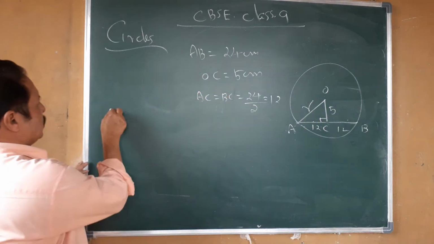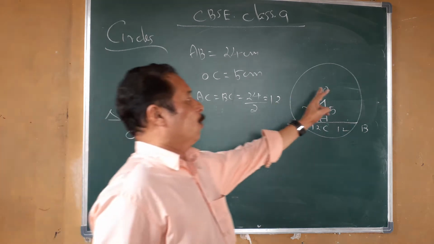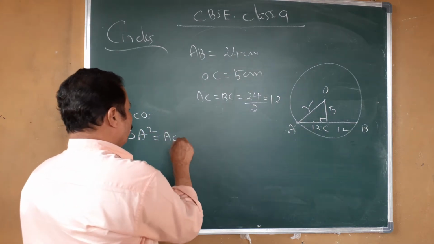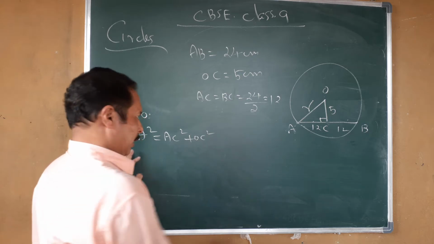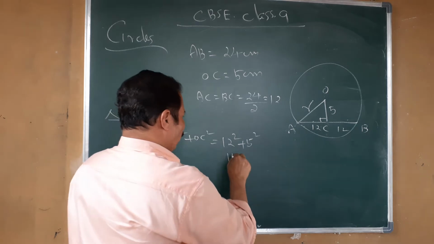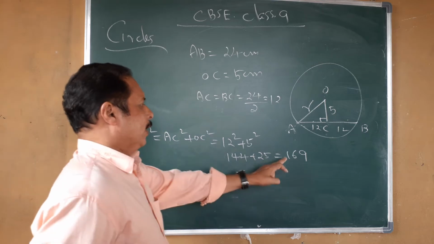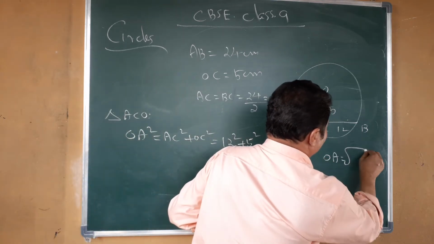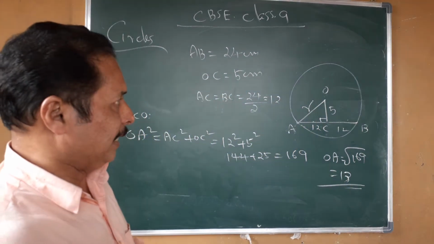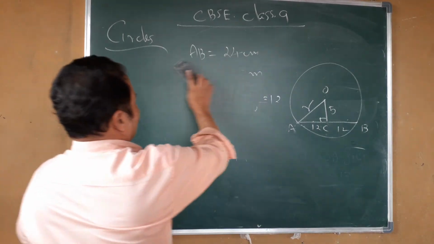Look at the triangle AOC. In triangle ACO, OA square is the hypotenuse. So by Pythagoras theorem, OA square equal to AC square plus OC square, equal to 12 square and 5 square. You see that? It is 144 plus 25 equal to 169. Therefore, OA square equal to 169. OA is root of 169 equal to 13 centimeter. You get an idea? So, the radius of the circle equal to 13 centimeter.